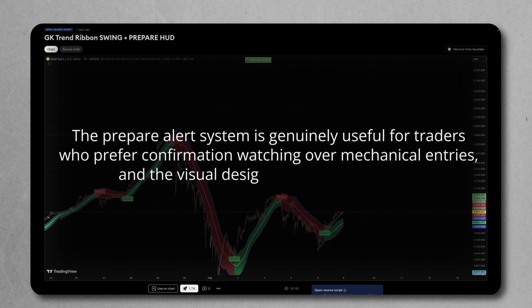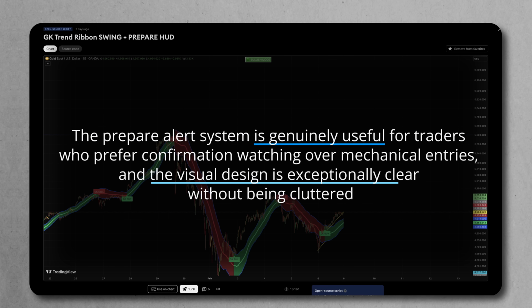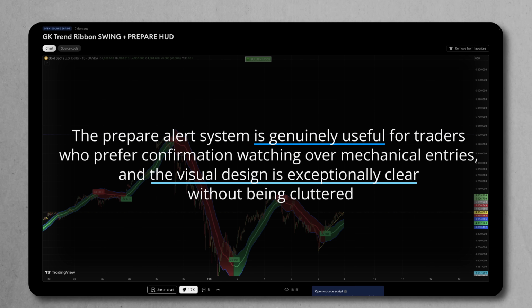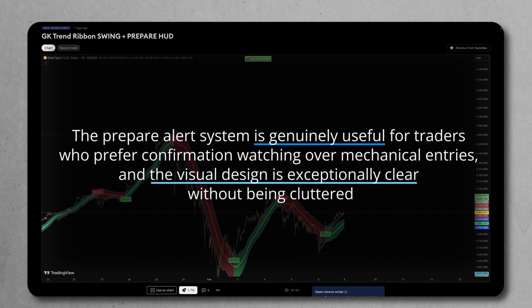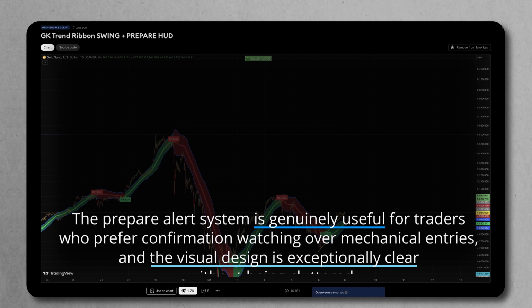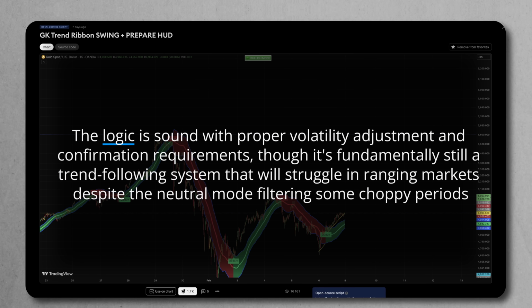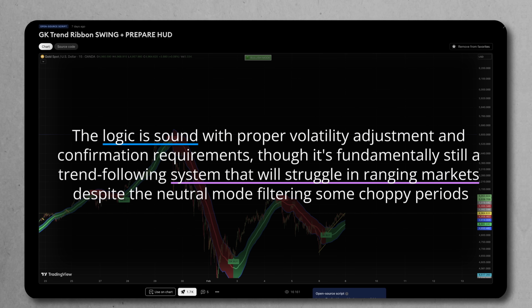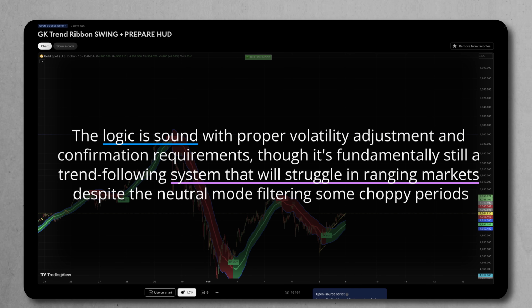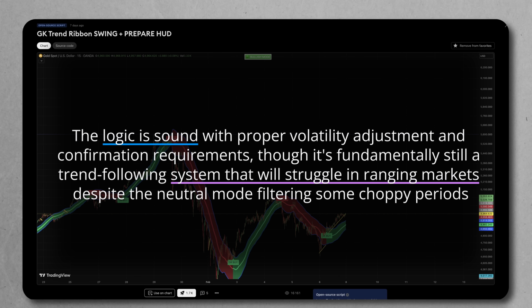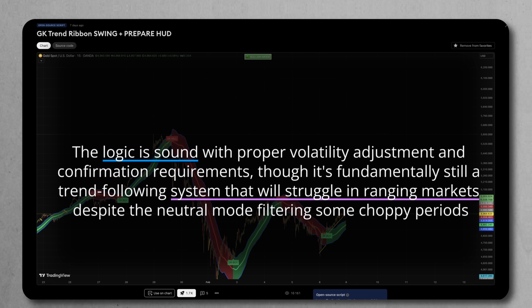The Prepare Alert system is genuinely useful for traders who prefer confirmation watching over mechanical entries, and the visual design is exceptionally clear without being cluttered. The logic is sound with proper volatility adjustment and confirmation requirements, though it's fundamentally still a trend-following system that will struggle in ranging markets, despite the neutral mode filtering some choppy periods.